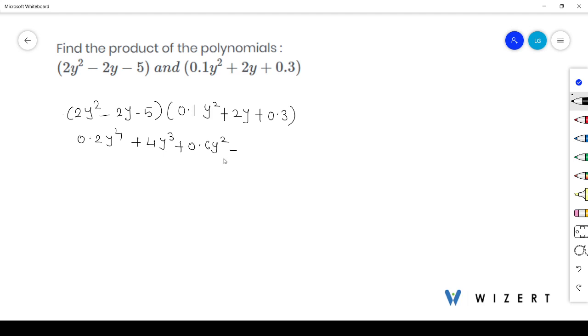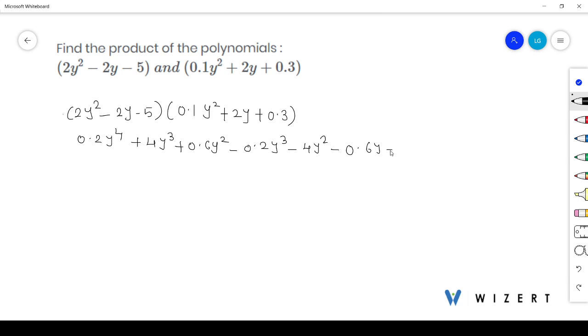Now multiply by minus 2y. So minus 2y into 0.1y square will be minus 0.2y cube, minus 2 into 2 is 4 and y into y is y square, minus 2 into 0.3 means minus 0.6y. Then multiply by minus 5.